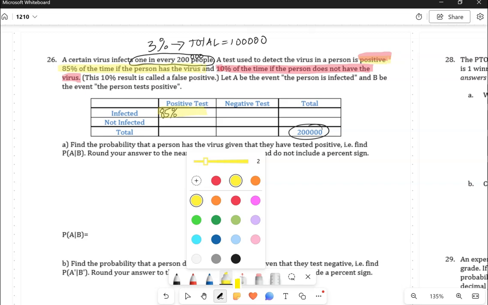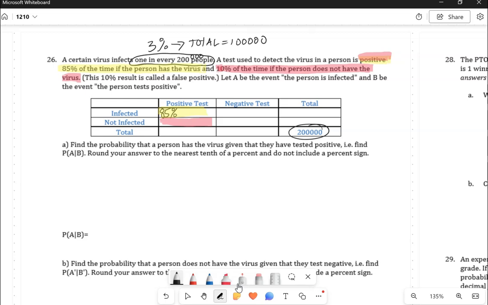True positive, 85% of them. False positive, they got a positive test, but they were not infected, 10% of the time.